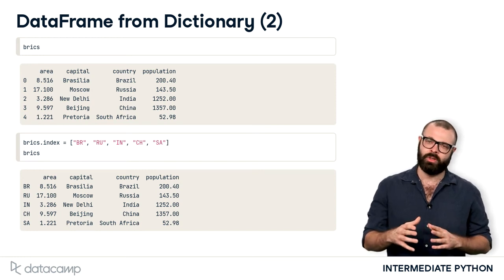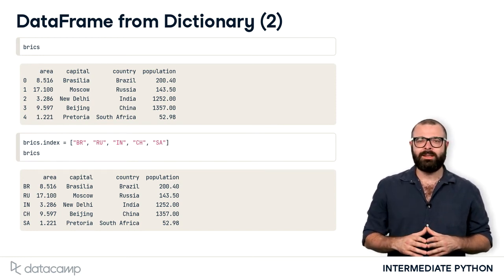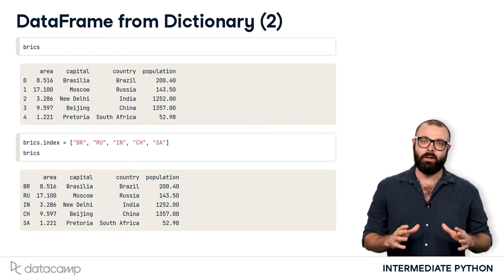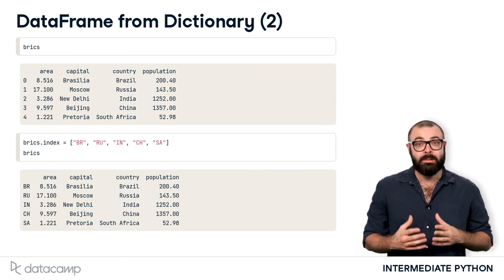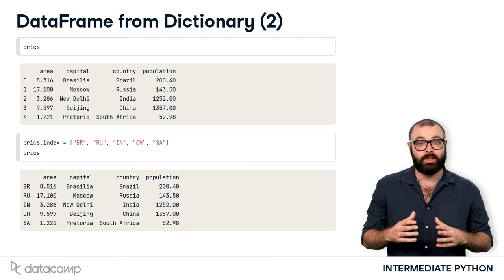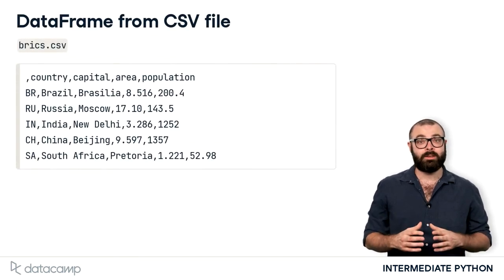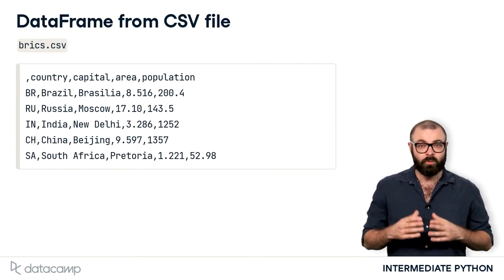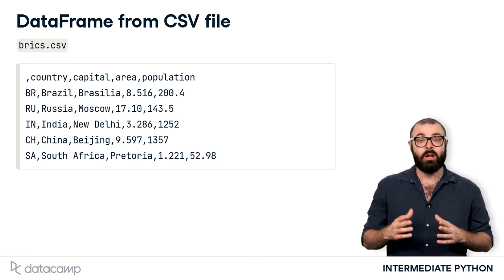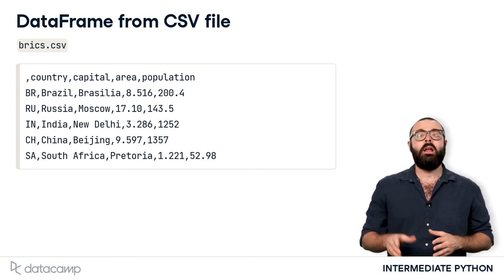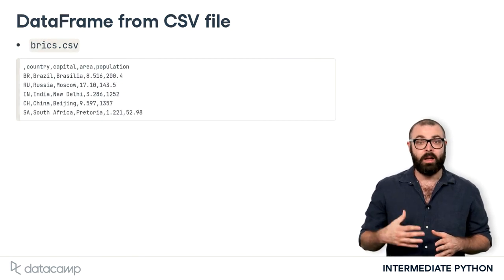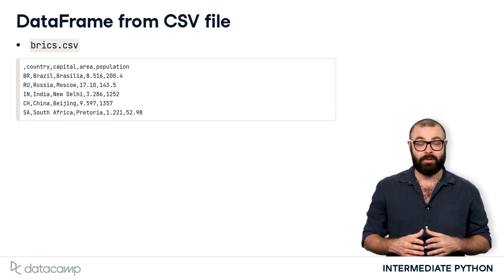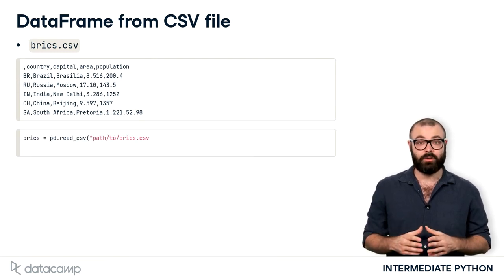Using a dictionary approach is fine, but what if you're working with tons of data, which is typically the case as a data scientist? Well, you won't build the data frame manually. Instead, you import data from an external file that contains all this data. Suppose the BRICS data that I showed you before comes in the form of a CSV file called brics.csv. By the way, CSV is short for comma-separated values. Let's try to import this data into Python using Pandas' read_csv function.